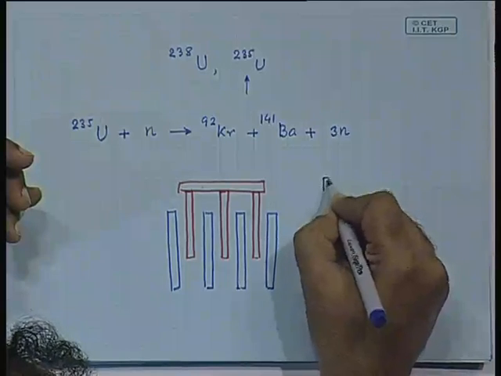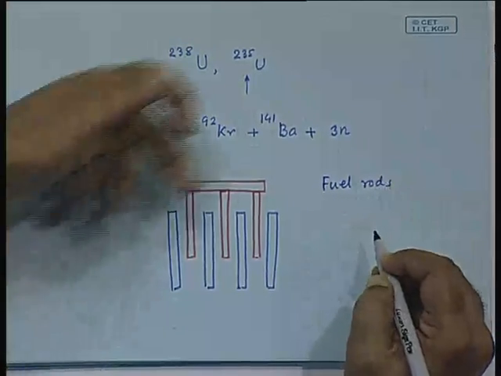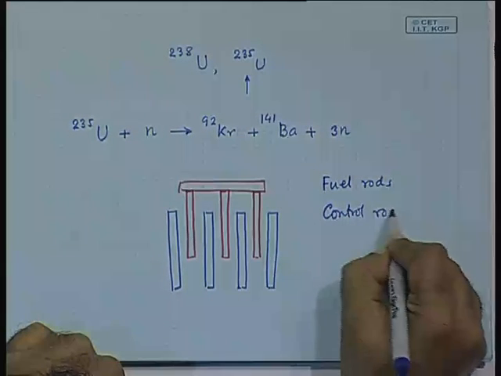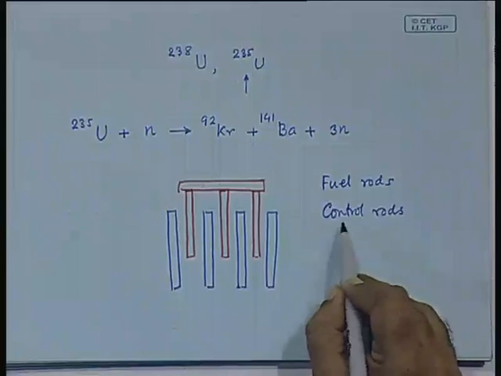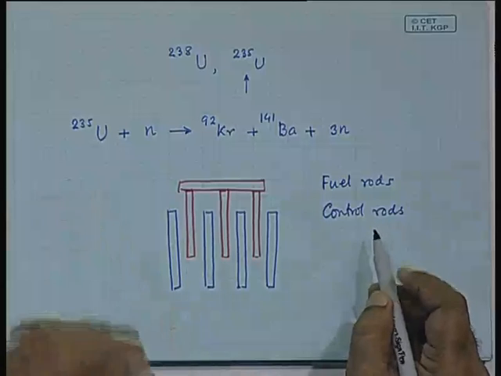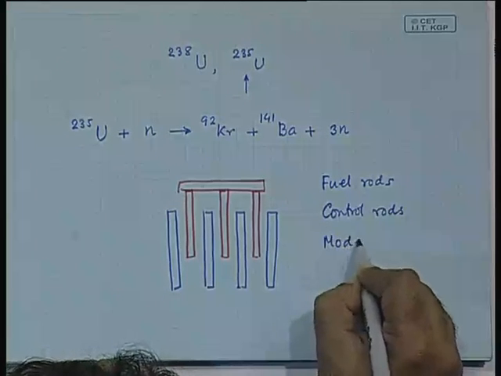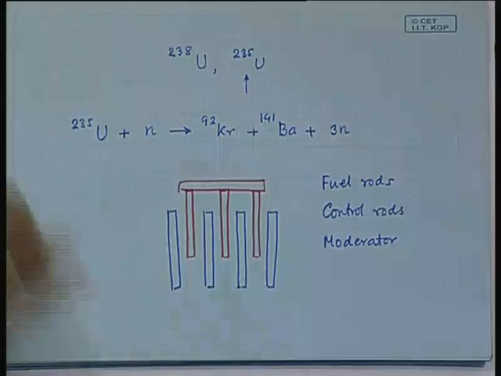So, we have now come to the understanding that one, you need fuel rods, two, you need control rods. Fuel rods are made of rods of uranium oxide, and control rods are made of steel, and you need some moderator.